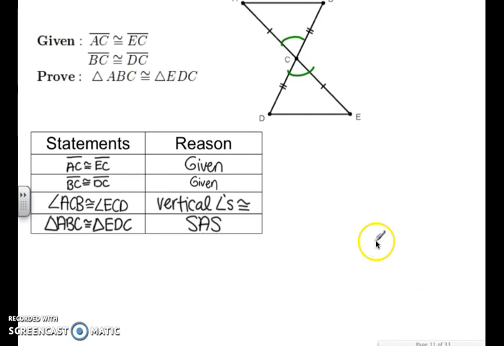All right, so on this picture up here, it gave me AC and EC were congruent, so that was a given. It also gave me BC and DC were congruent, so that's a given. My last step was I noticed vertical angles, so it was just naming those angles. You can't name it angle C because I don't know which one you're talking about, so you've got to give me ACB and ECD are congruent because of vertical angles. Lastly, I've got side, angle, side, and again, your proof always goes bottom left.